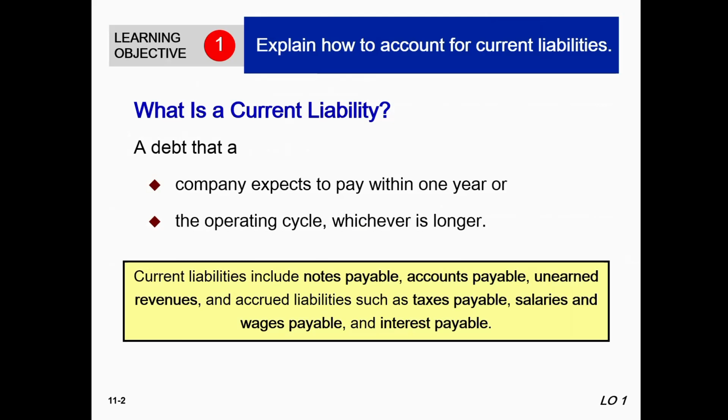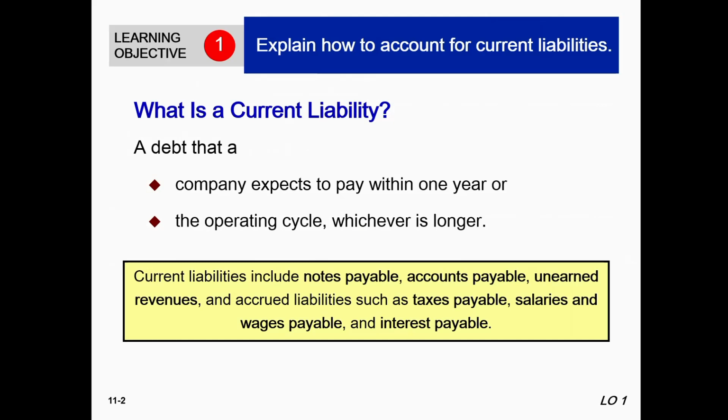If, for example, the company's operating cycle ends in 14 months, then we will choose 14 months as the lifespan for current liabilities, not 12 months, which is 1 year. So all those liabilities in my example, which will be maturing within a time period of 14 months, we will classify them as current liabilities.